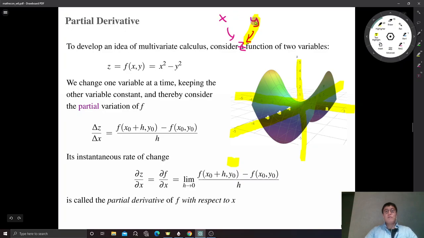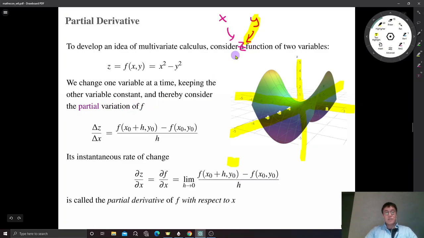Although two variables, x and y, can change, we do not consider change in y. We only consider change in x. That is the basic idea of a partial derivative. We change one variable at a time, keeping the other variable constant. So even though the original function is a function of two variables, we first regard it as a function of a single variable, and thereby we consider partial variation of the function.